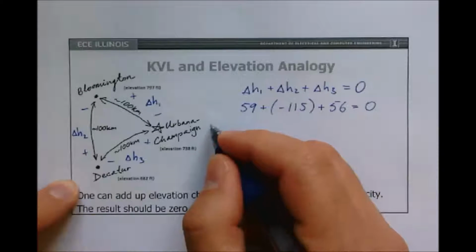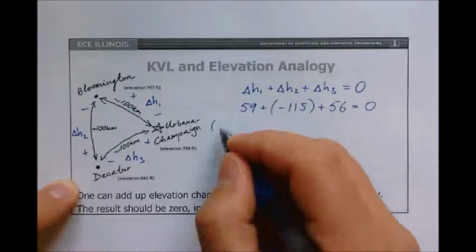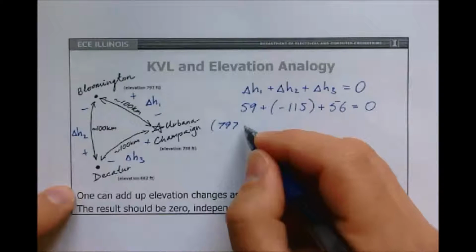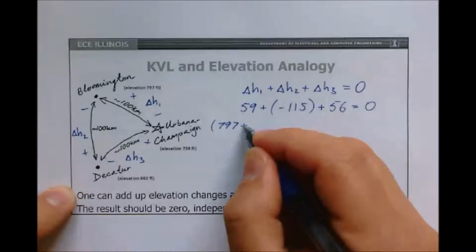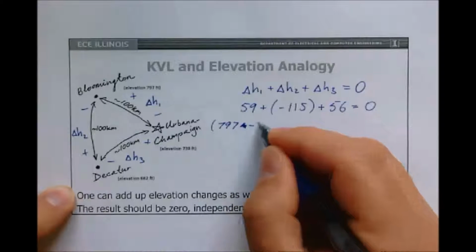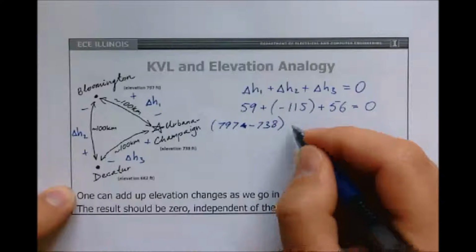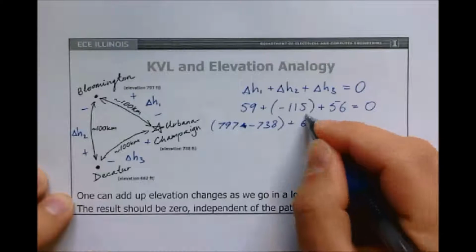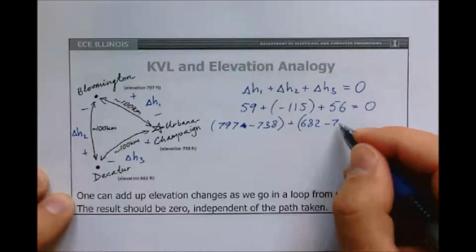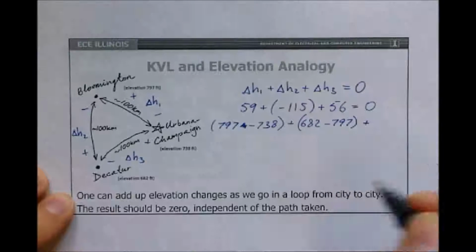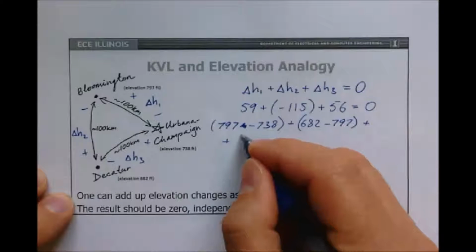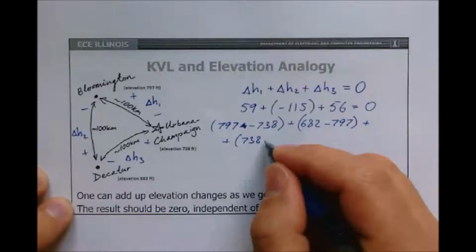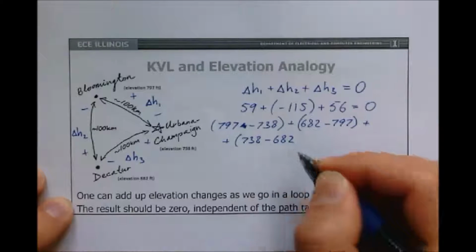That should come as no surprise if we figure out where these elevation differences came from. From Urbana-Champaign to Bloomington, we calculated it as 797 minus 738. Then the height rise from Bloomington to Decatur, we calculated as the elevation at Decatur minus the elevation in Bloomington, which was 682 minus 797. And then we added the elevation difference going from Decatur to Urbana-Champaign, as 738 minus 682.